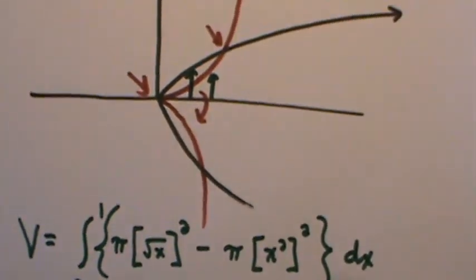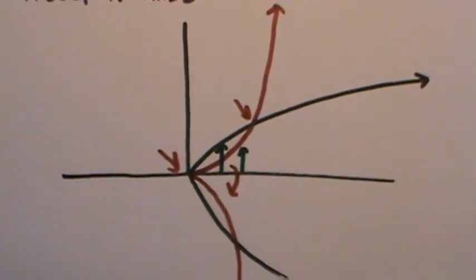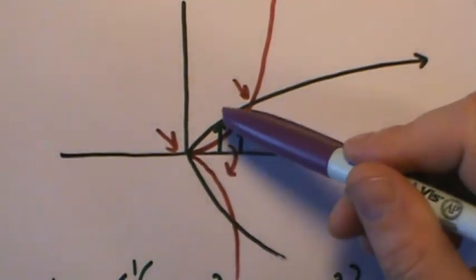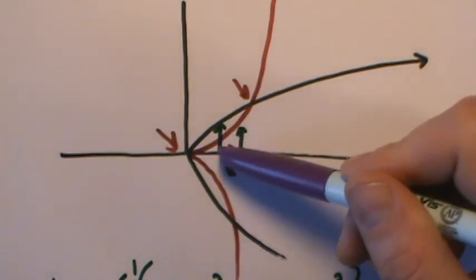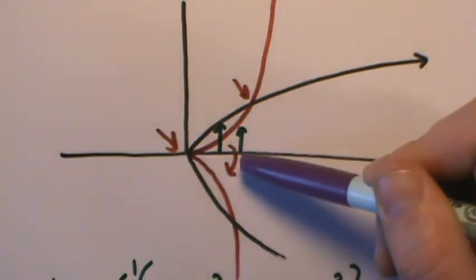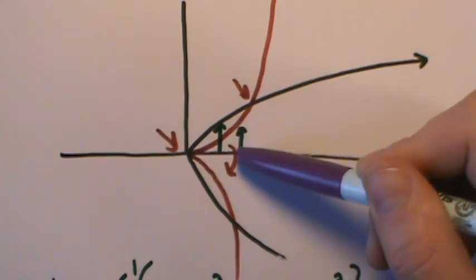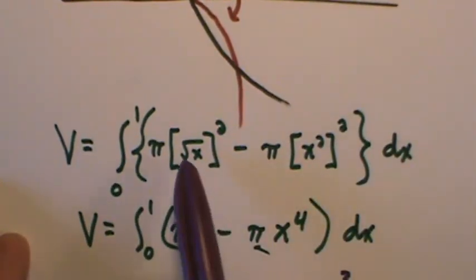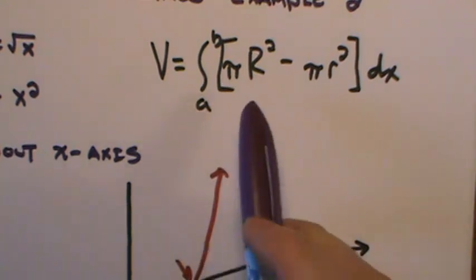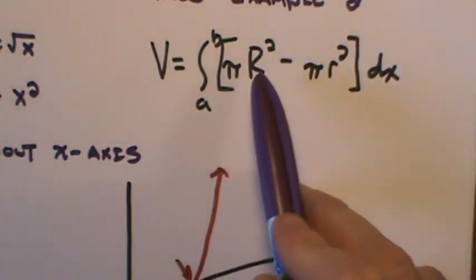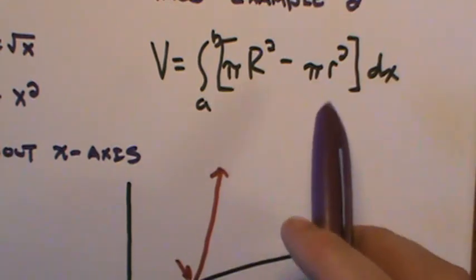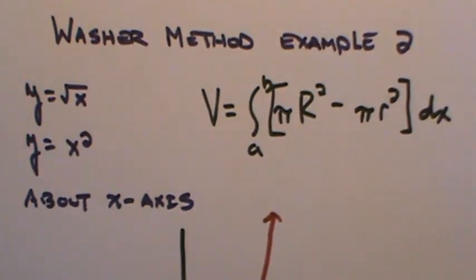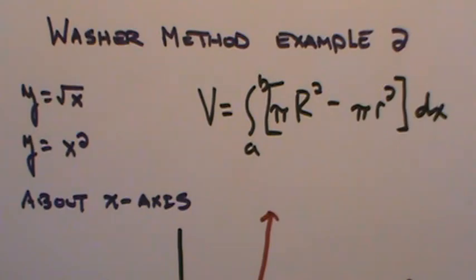Now we're going to start to get a little bit more advanced in the next couple of examples. What I'm going to keep working with is this distance from our axis of revolution. The big R is your furthest distance out. The little r is your least distance out. And that's what I'm using on these here. I'm looking at this formula. Big R is your furthest distance out. Little r is your least distance out from your axis of revolution. This was example 2 of the washer method.